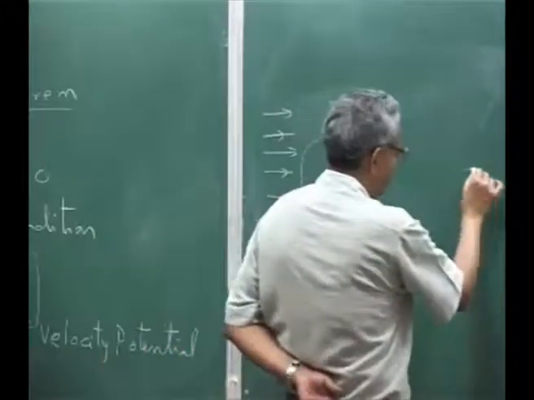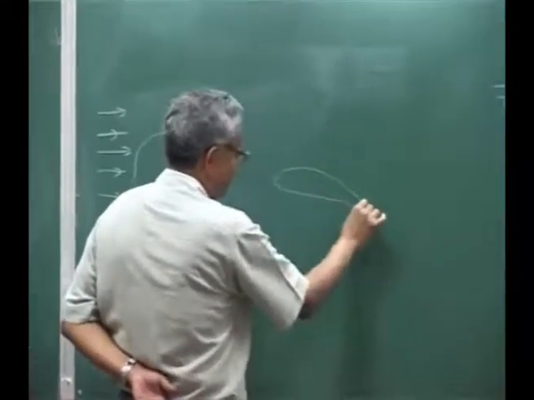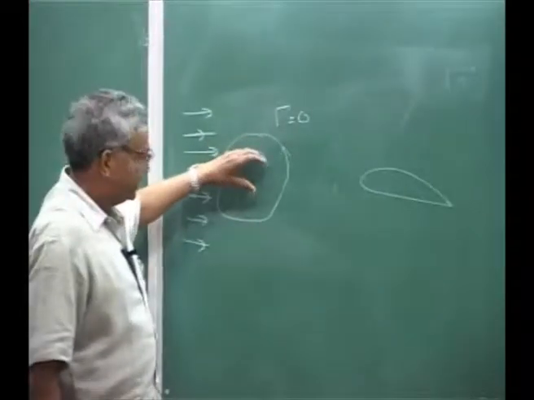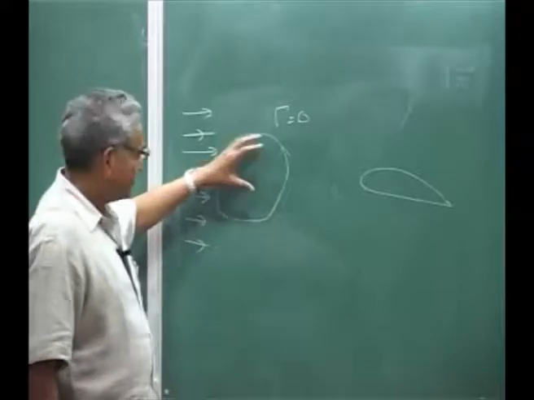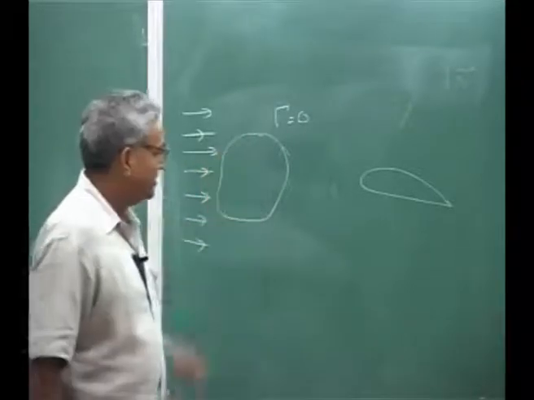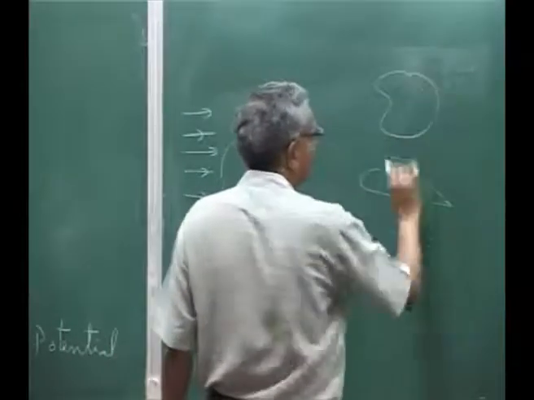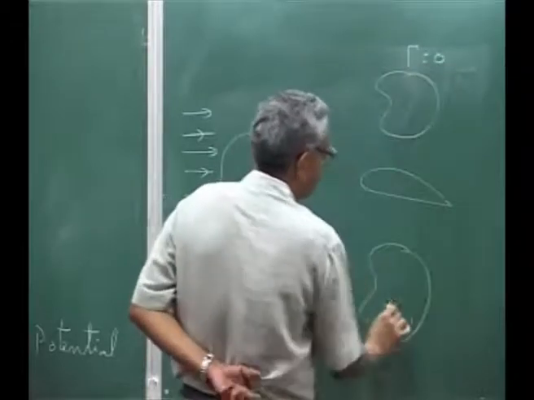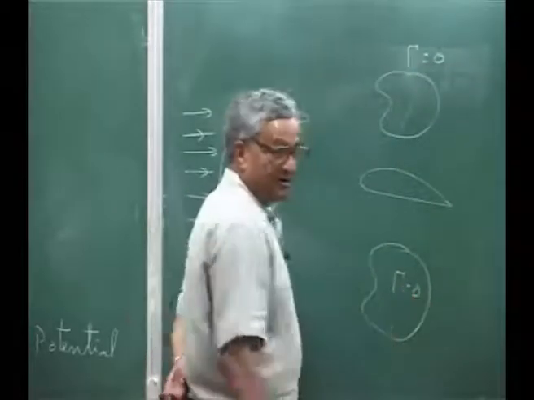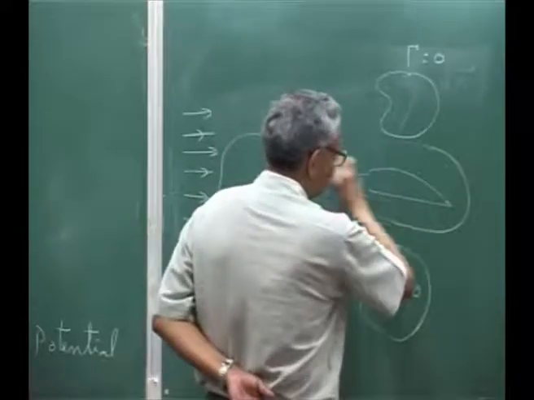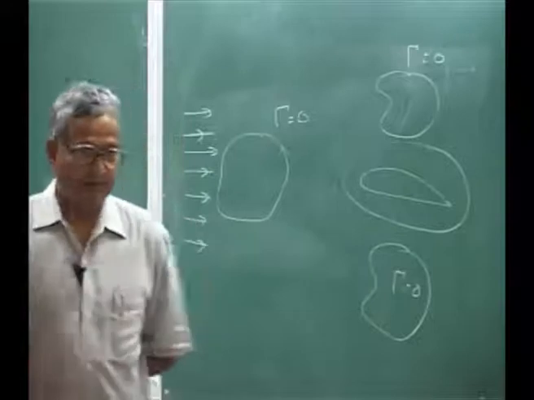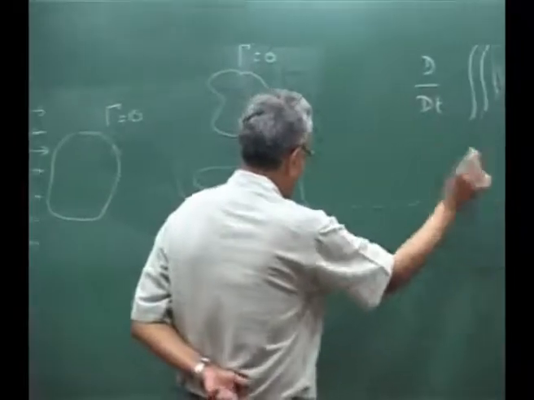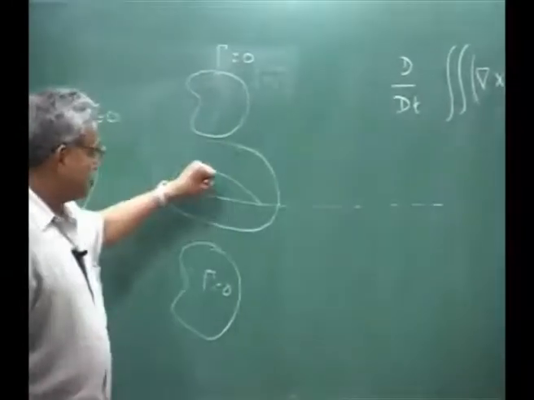But if you have an aerofoil, please understand this path: if you squeeze it, it comes to a point, it doesn't cross any boundary. And you can take here also, gamma is 0. Here you take a closed path, here also gamma is 0. But if you take a closed path around this, that means you are crossing the wake.